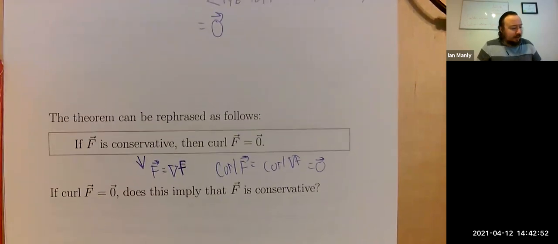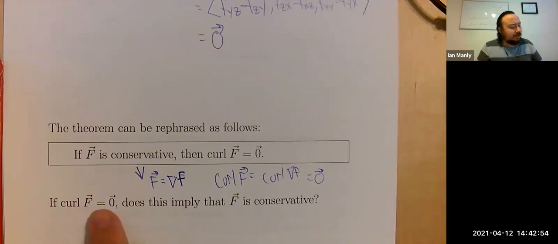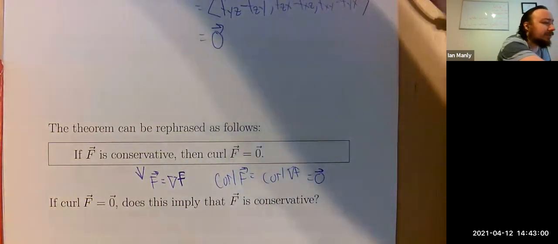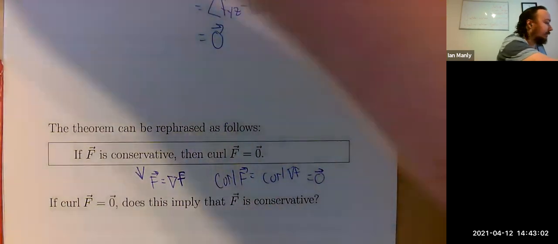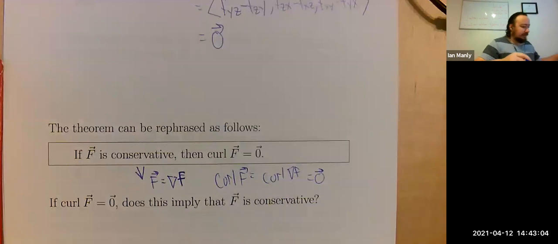All right. Now, if the curl of f is equal to 0, does this imply that f is conservative? Well, let's think about that. Let's go back to our definition of curl here.